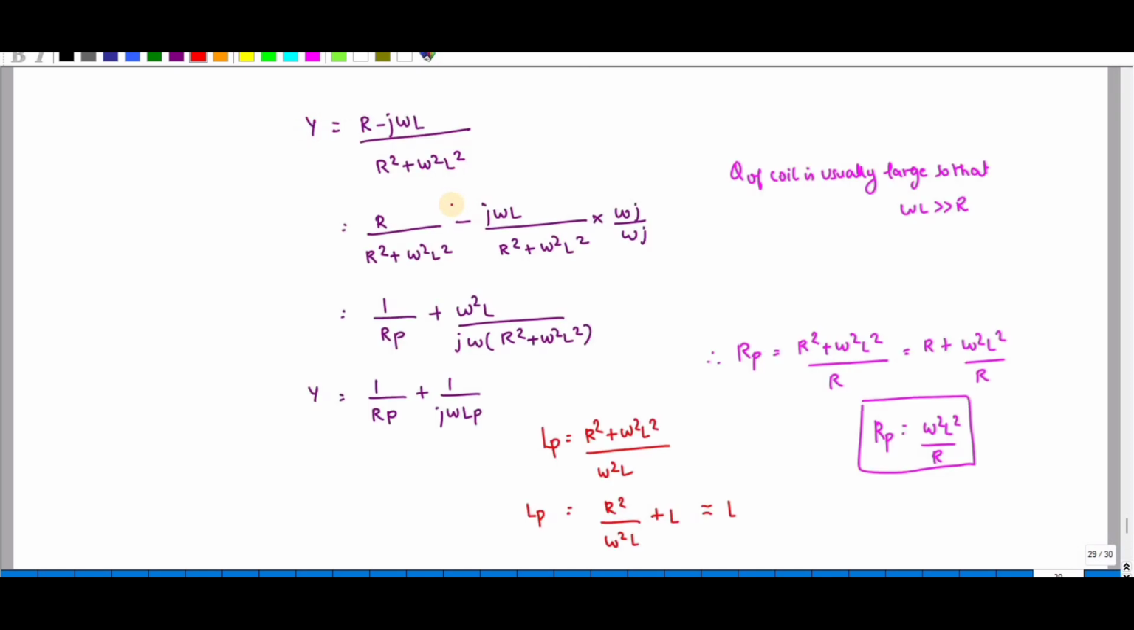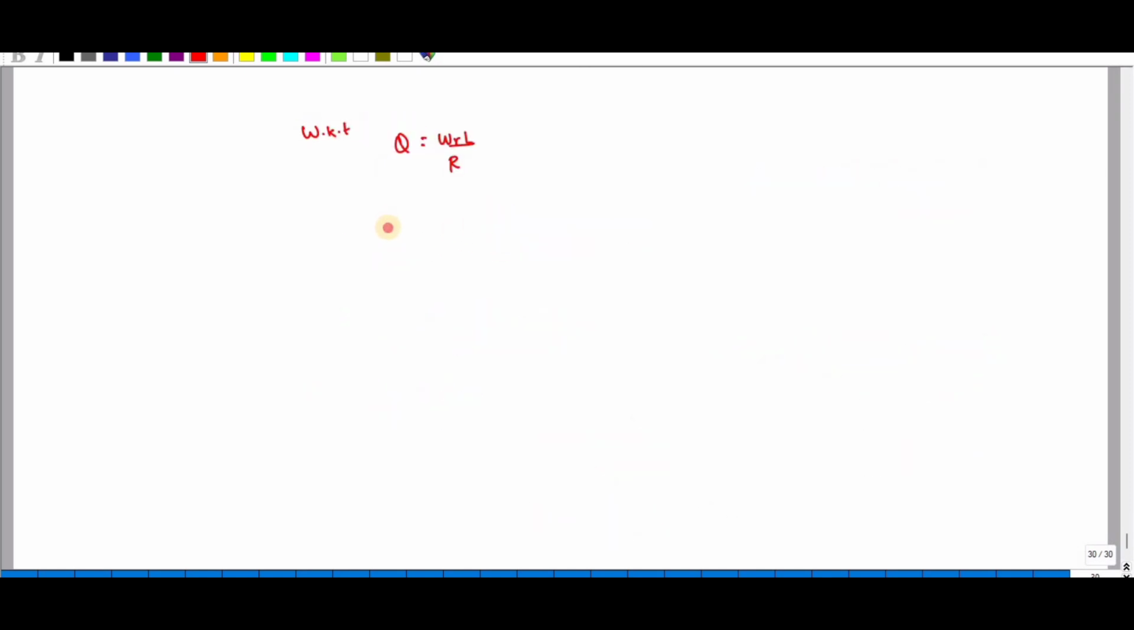So we know that Q effective value is equal to the Q value. Q is equal to omega L divided by R. So you substitute in this equation. Okay, so we know that Rp is equal to omega square L square by R.